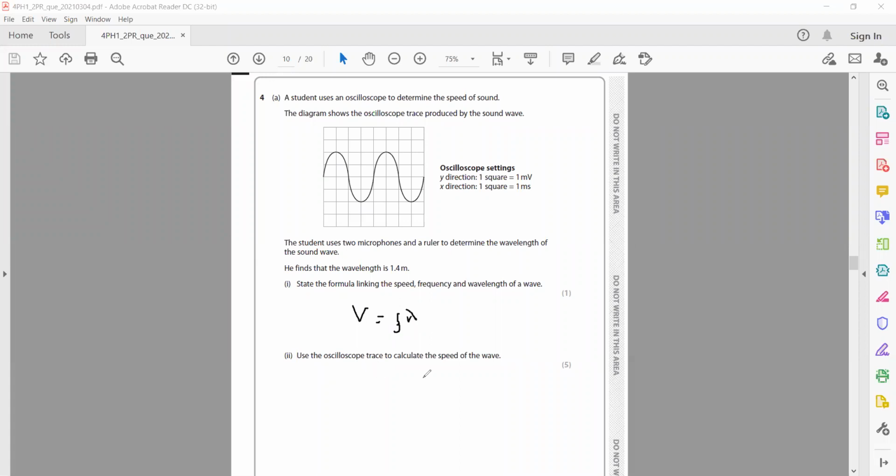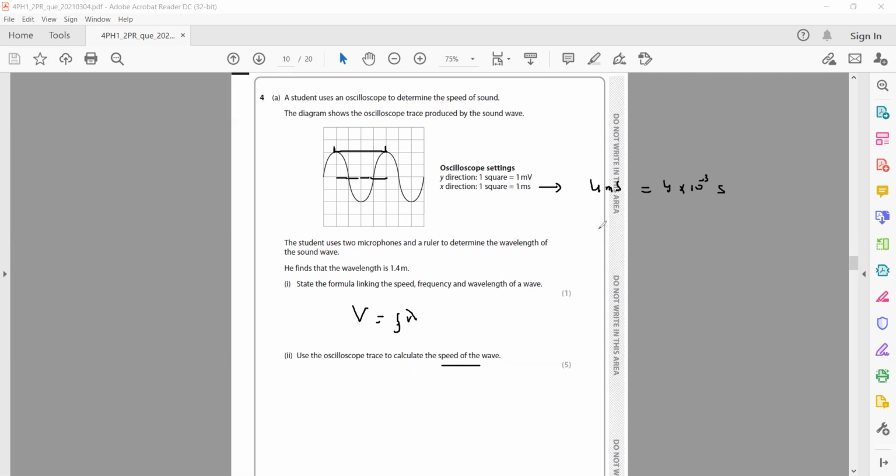Use the oscilloscope trace to calculate the speed. So first, on the x-axis, 1 square is representing 1 millisecond. So this one is 1, 2, 3, and 4. So 4 means the total time period is equal to 4 millisecond, or we can say the time period is 4 into 10 to the power minus 3 second.